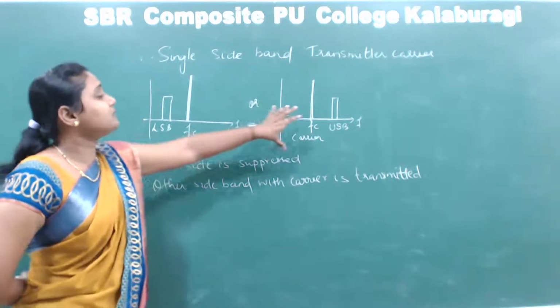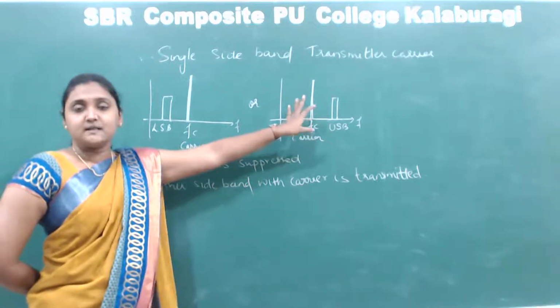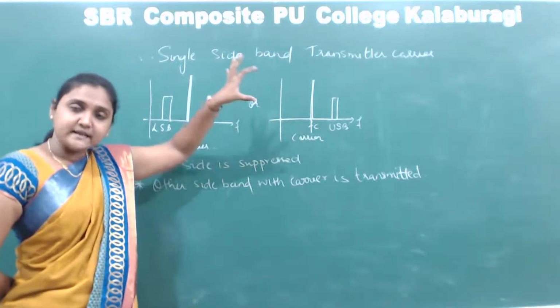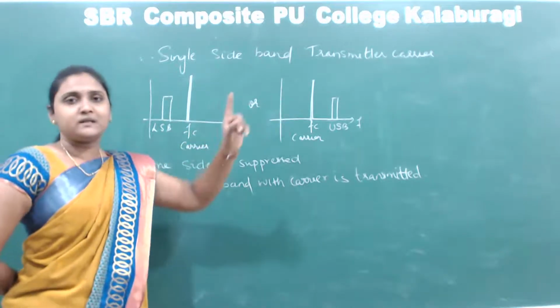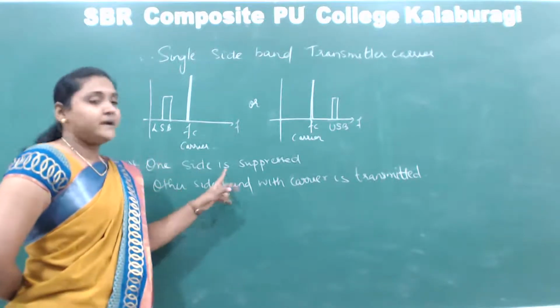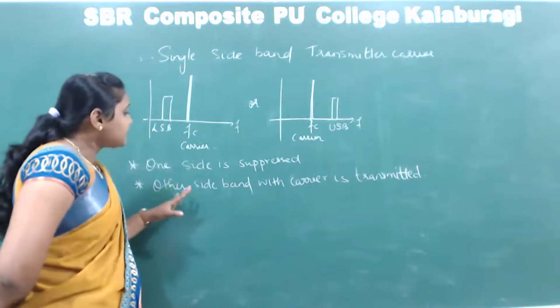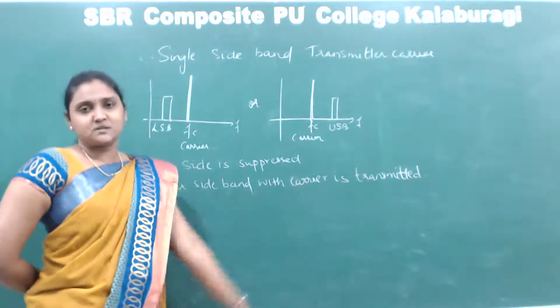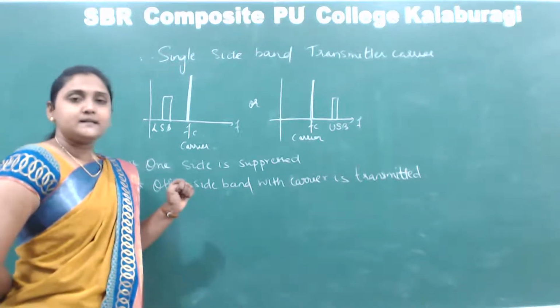So in both representations of the transmission, we can see common Fc, that is the carrier. Carrier is present, carrier is transmitted. Out of these two sidebands, any one is transmitted. So that is what I have written here. One of the sidebands will be suppressed and the other sideband with the carrier is transmitted.